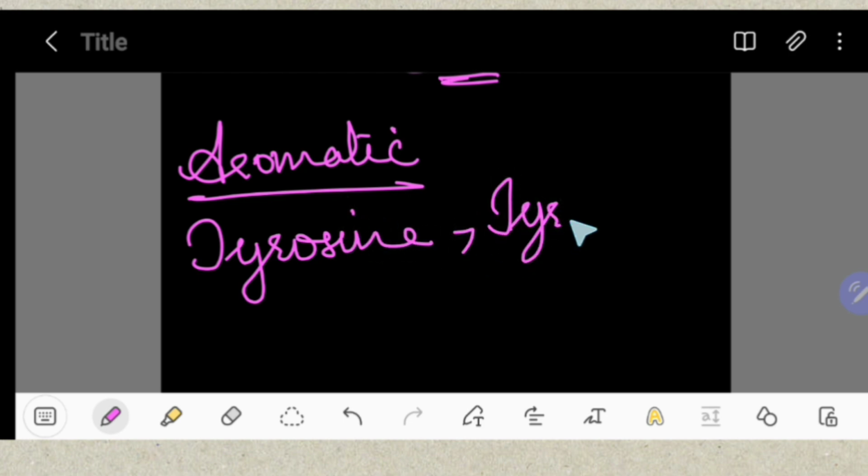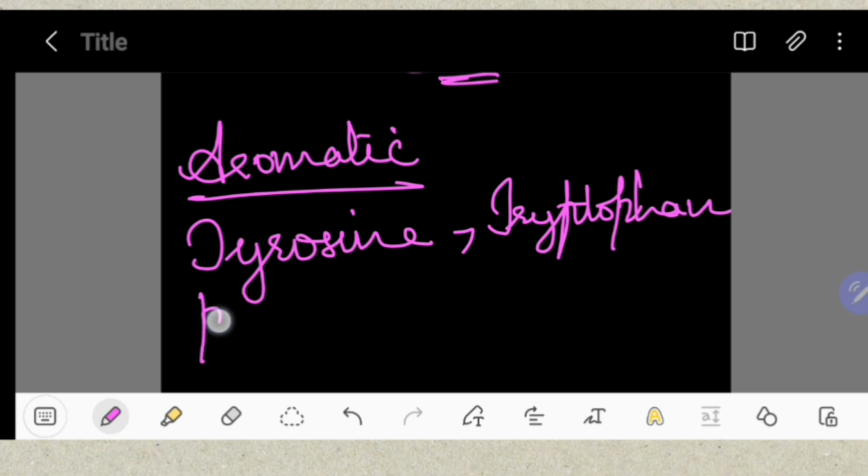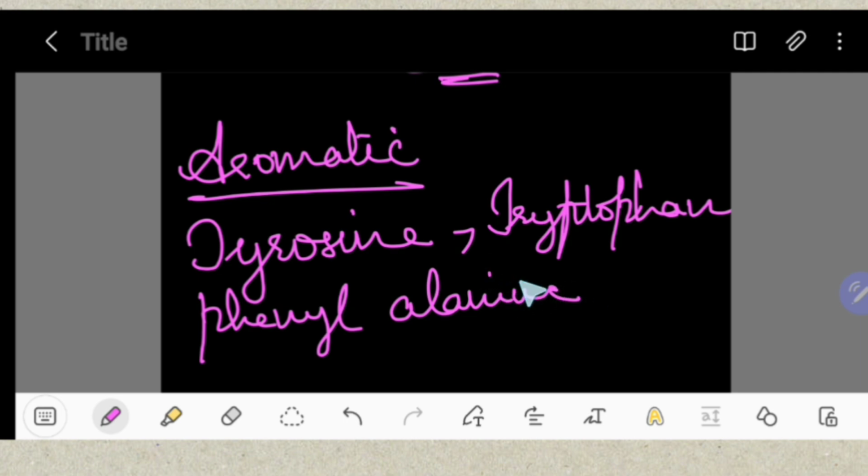There are cyclic structures. And tryptophan and phenylalanine and all. They all are aromatic amino acids.